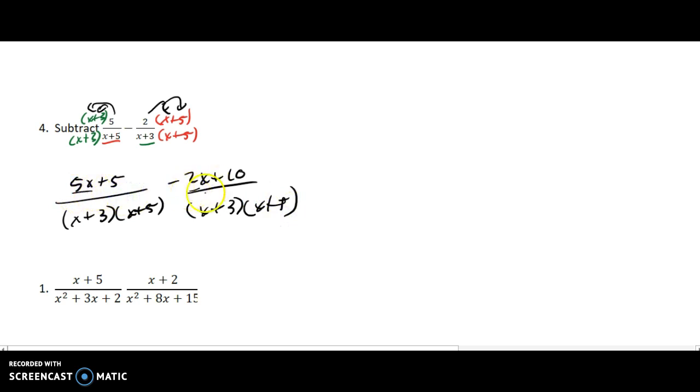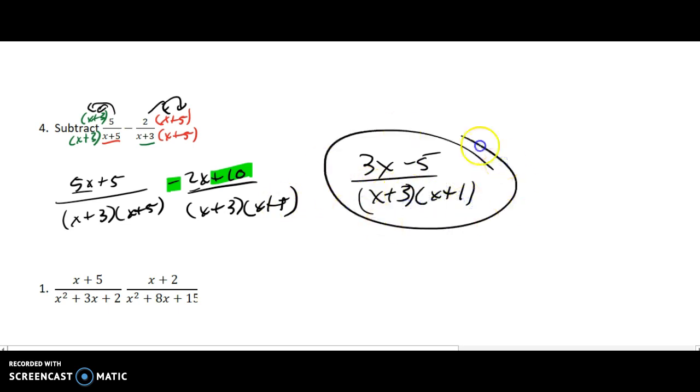So we have like terms now. So it's a minus, it's 3x. 5 minus 10 is -5. Notice you have this minus, and it's going to be 10. And that's why you get that -5 over the denominator. That's the answer.